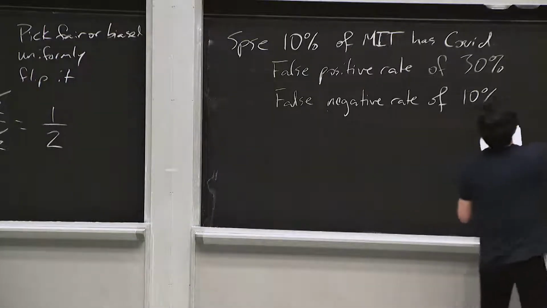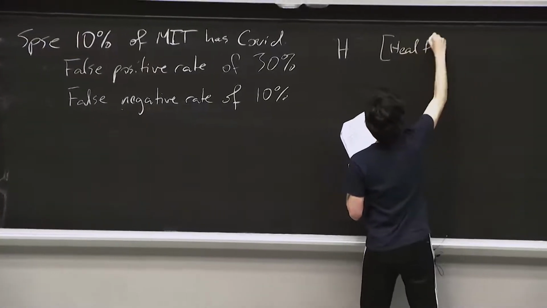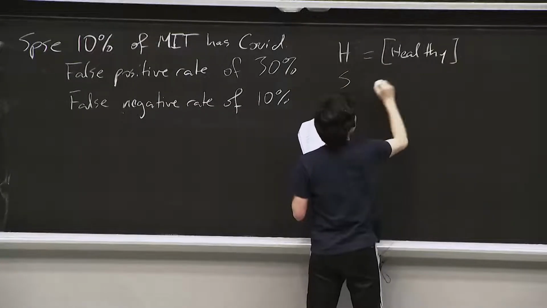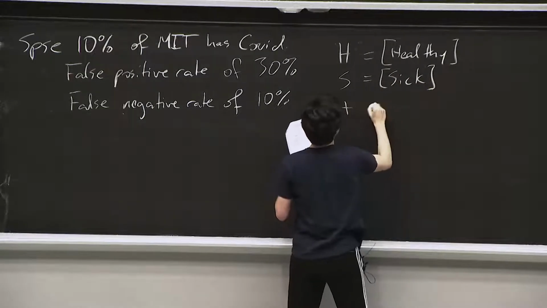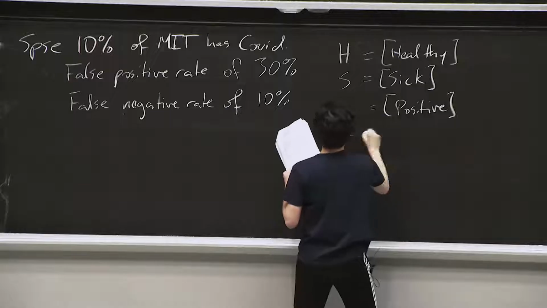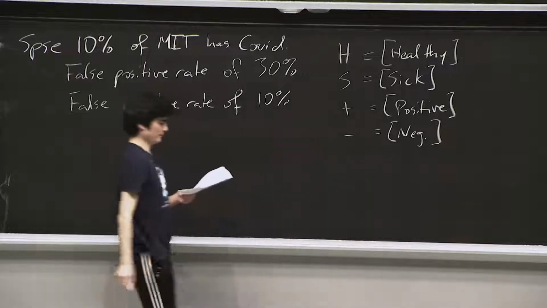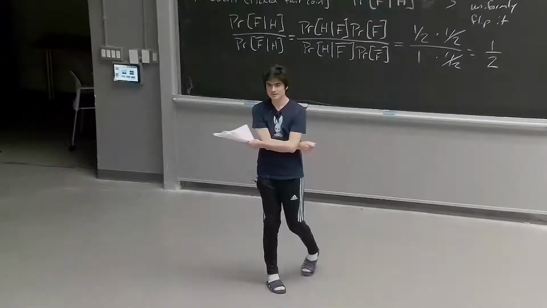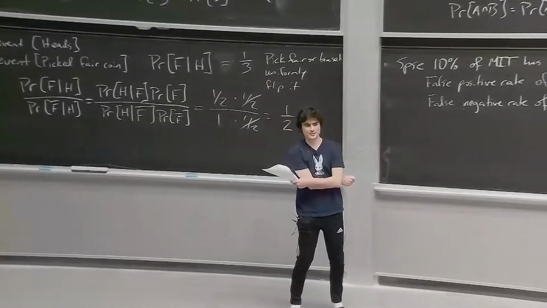So let's define some events. Let's say that H is healthy, and S can be its complement, sick. Plus is going to be a positive result, and minus is going to be a negative result. So suppose I take this COVID test, and it comes out positive. What's the probability that I have COVID?